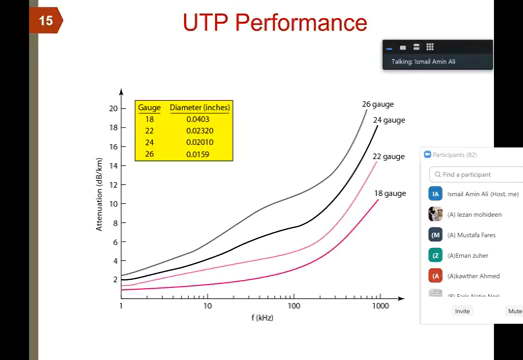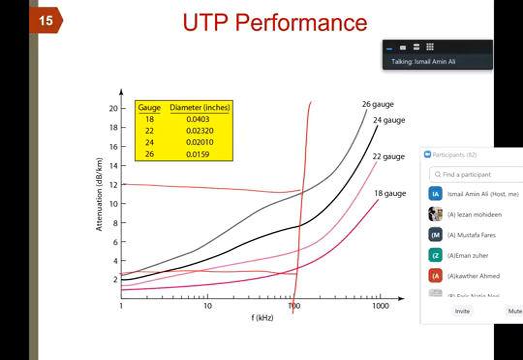So let's say at 100 kilohertz, gauge 18 gives you 2 dB per kilometer. So when you go 1 kilometer, the signal will attenuate by nearly 2 dBs. But gauge 26 will give you nearly 12 dB attenuation. This attenuation, how do you handle it?